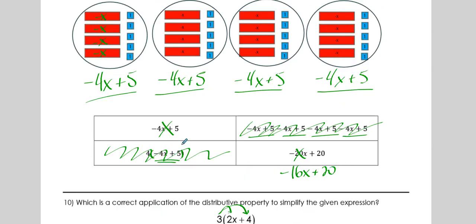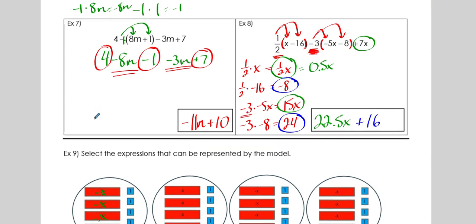So that is the distributive property. Given an area model, given these complicated problems, hopefully this helps. If not, ask for some help.